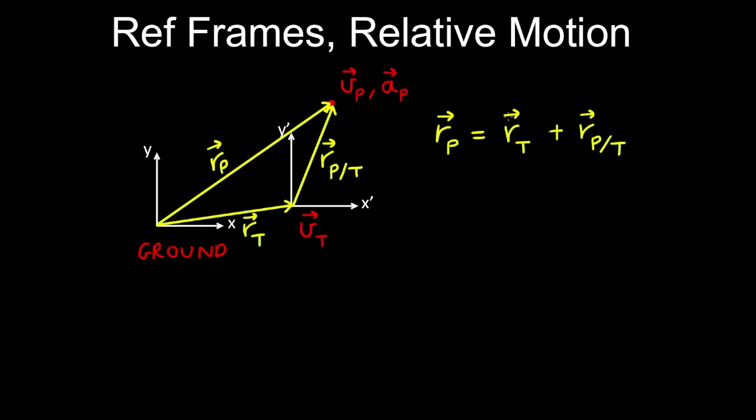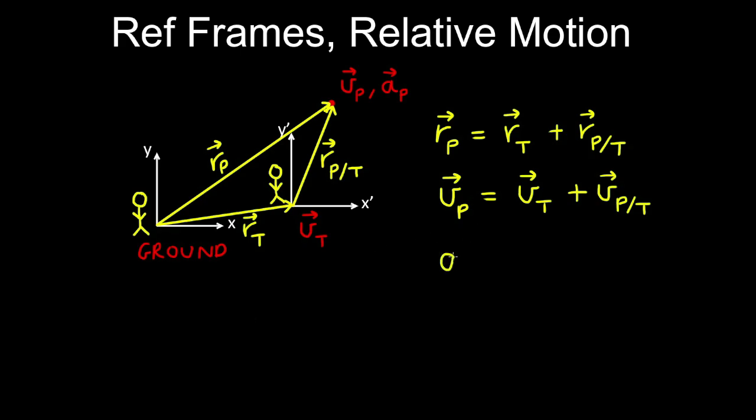And now if we differentiate this with respect to time, we have the velocity of the particle p measured by an observer that's stationary in the ground reference frame, which is equal to the velocity of the translating reference frame plus the velocity of the particle relative to the translating reference frame. So this is the velocity of the particle observed by the passenger or driver of a car, for example. So this observer is moving with the car.